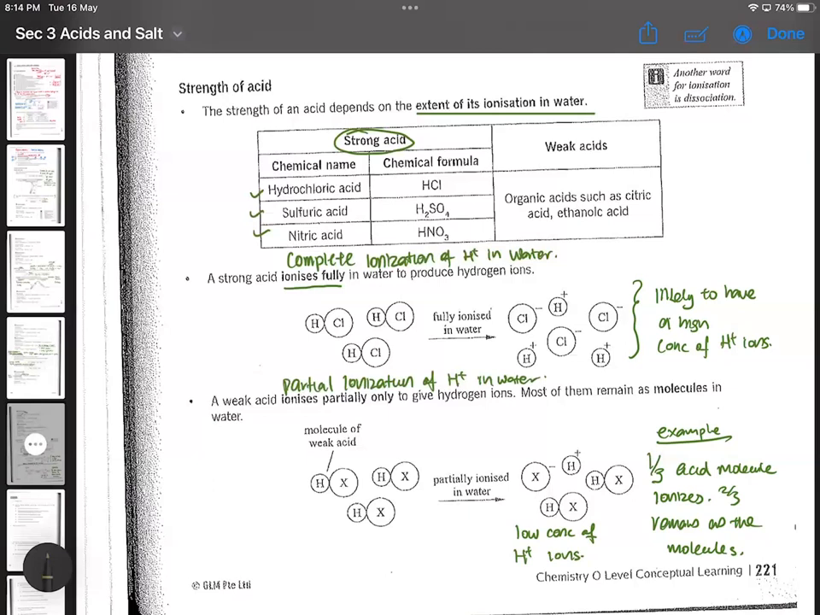Any questions, anyone, in regards to strength? This one nothing much. It's just partial ionization, complete ionization. Those which are complete are the strong acids. Strong acids, we already got those 3 of them: hydrochloric, sulfuric, and nitric acid. That's all.